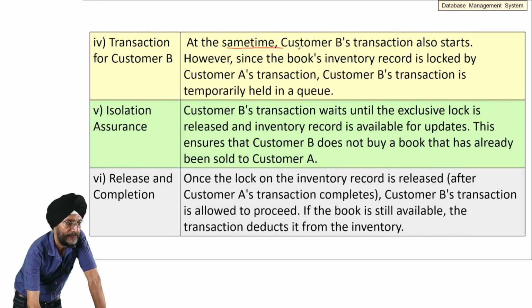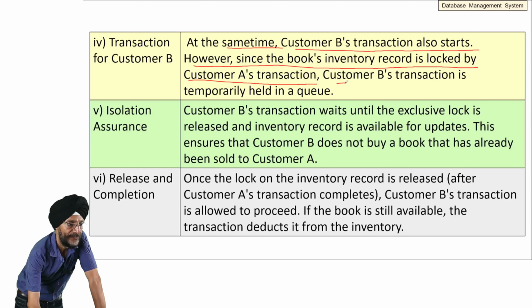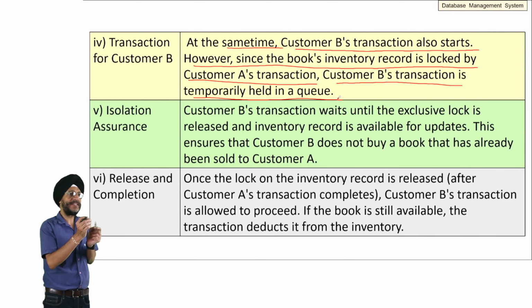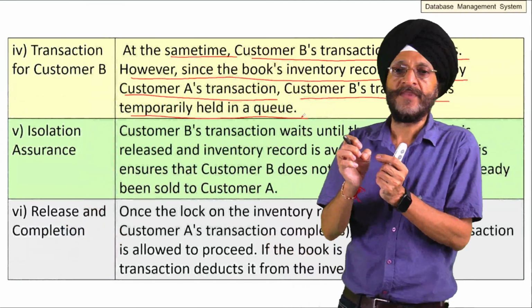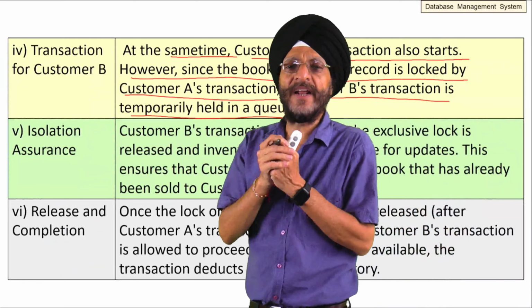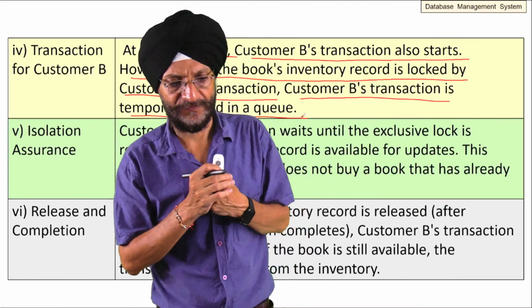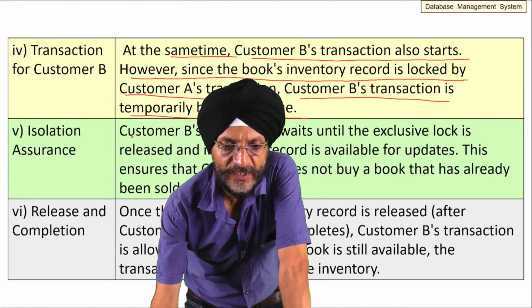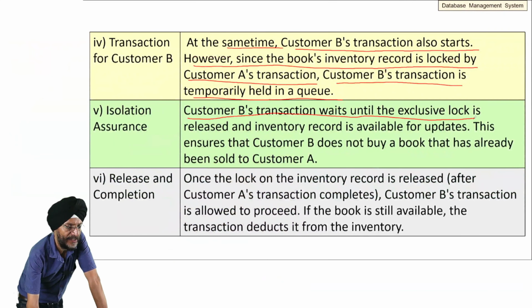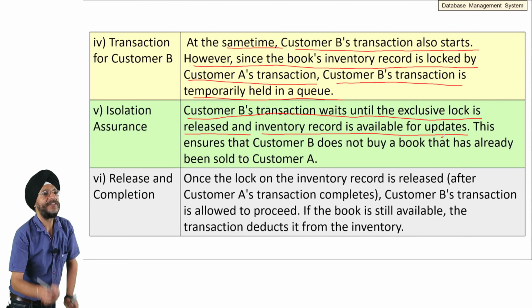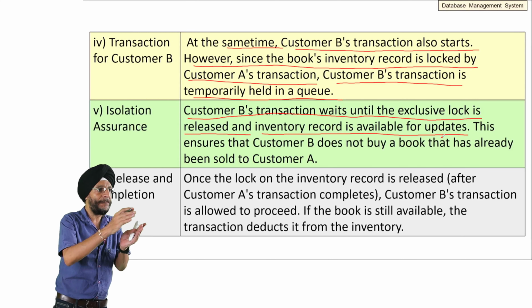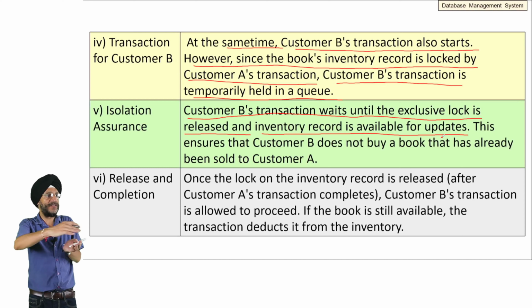At the same time, customer B's transaction also starts. However, since the book's inventory record is locked by customer A's transaction, customer B's transaction is temporarily held in a queue, because customer A's transaction has started slightly ahead in time, say by milliseconds. Customer B's transaction waits until the exclusive lock is released and the inventory record is available for update. That is, the DBMS system will not allow B to proceed with this transaction.